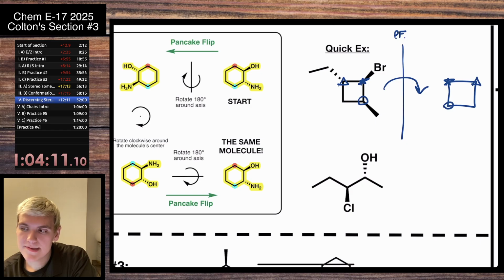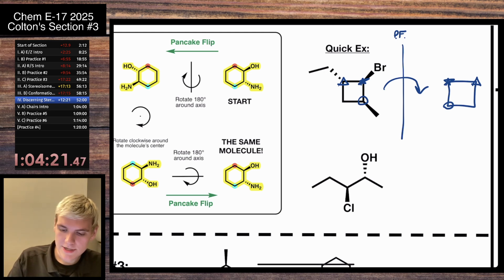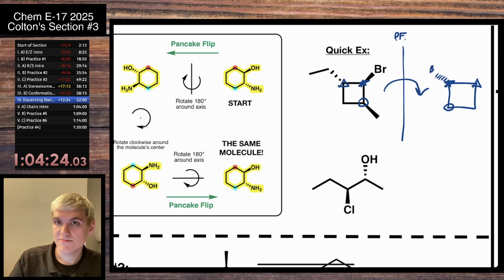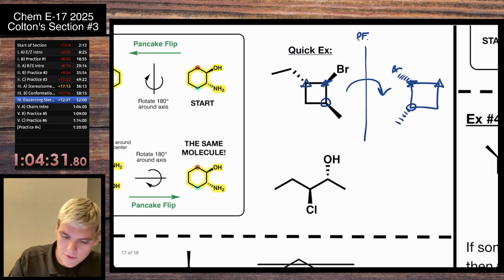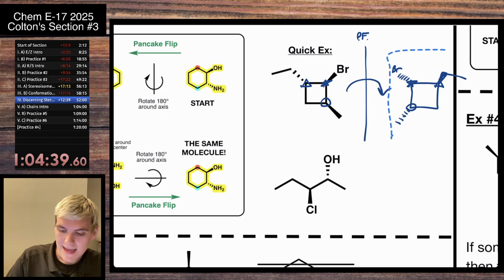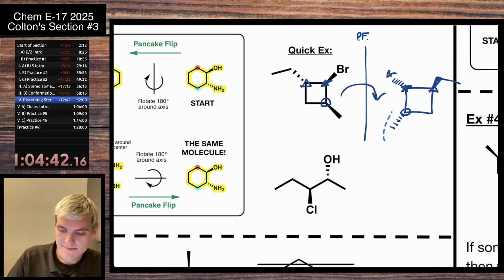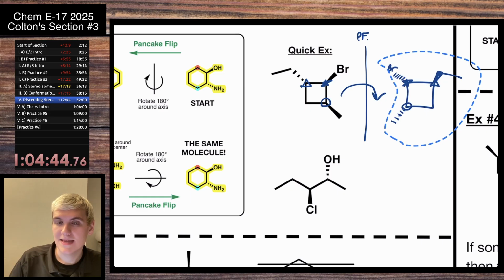So we mapped our carbons for a pancake flip. And then we just need to know that they're going to have the same substituents, but you change the wedge and dash. So for star, our bromine was on a wedge. Now our bromine's on a dash. For circle, our methyl was on a wedge. Now it's on a dash. And then for triangle, the ethyl was on a dash, so now it needs to be on a wedge. So I've just drawn my pancake flip of the molecule, and this is another representation of the exact same molecule. Like I've just drawn the same molecule a different way.